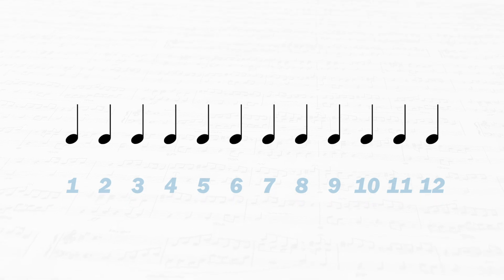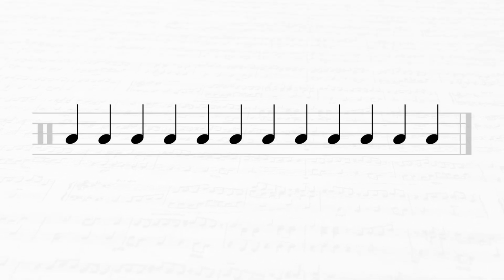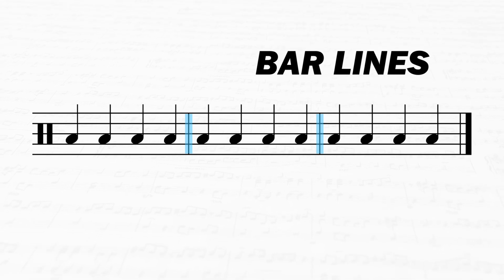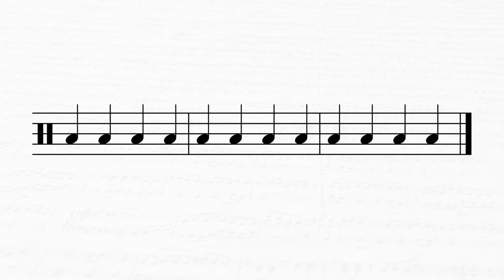That's a lot of numbers to keep track of. And what happens if there are more than 12 quarter notes? Yeah, we're going to need a better way to organize those notes. So how can we do that? Well, let's put these dividers in between some of the notes. These dividers are called bar lines, and they help us organize all of the notes on the staff into what we refer to as measures.